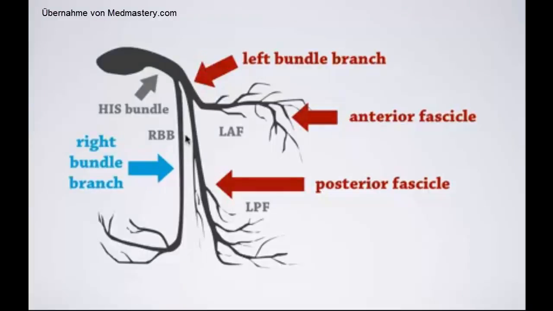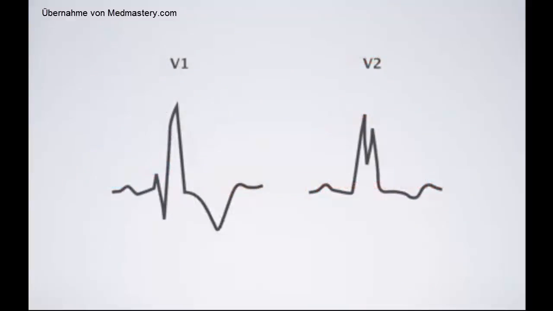And when you have a block of the right bundle branch and an additional block in one of the fascicles, we have what is called a bifascicular block. And whenever that happens, you get a deviation of the cardiac axis. So let's assume you have a right bundle branch block. You see this M form over the right ventricle in V1 and V2. And as we've learned, that's a sign of right bundle branch block.